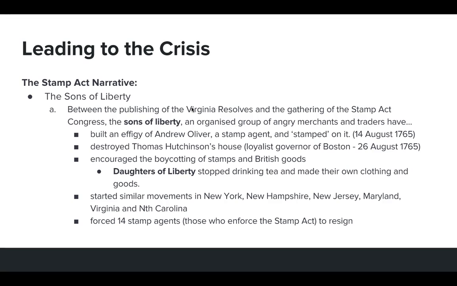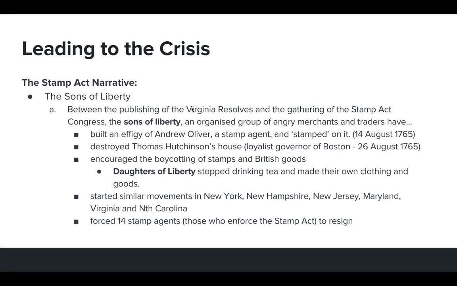He does what the empire wants. He's also in favor of the Stamp Act, and so the Sons of Liberty turn on him too, and they destroy his house. Windows, doors, roof, trees, tables, paintings, everything gone. And they do that shortly after the effigy of Andrew Oliver on the 26th of August 1765.